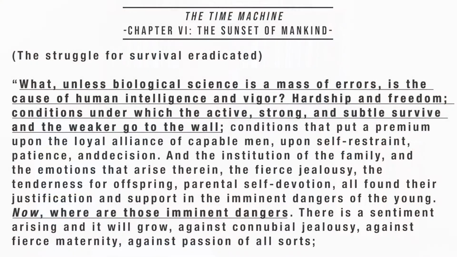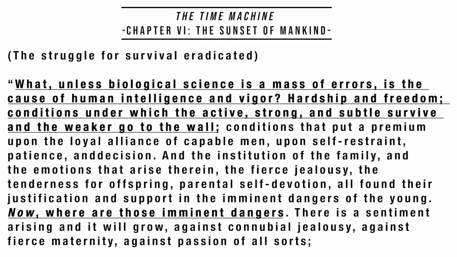And here he explains it some more in chapter 6, called The Sunset of Mankind. "What, unless biological science is a mass of errors, is the cause of human intelligence and vigor? Hardship and freedom: conditions under which the active, strong, and subtle survive, and the weaker go to the wall." So, living in a time when a lot of the antagonistic forces to human beings is now eradicated, there's a whole new set of conditions that are coming into being. And he says, "Now where are all those imminent dangers?"